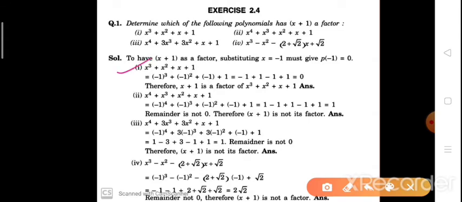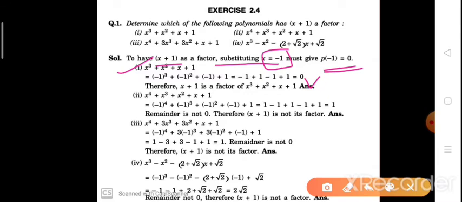So let us see the first part, x cube plus x square plus x plus 1. X plus 1 is a factor, so x is equal to minus 1 here, so p of minus 1 must be 0. So here, yes, it is 0, so I can say that x plus 1 is a factor.